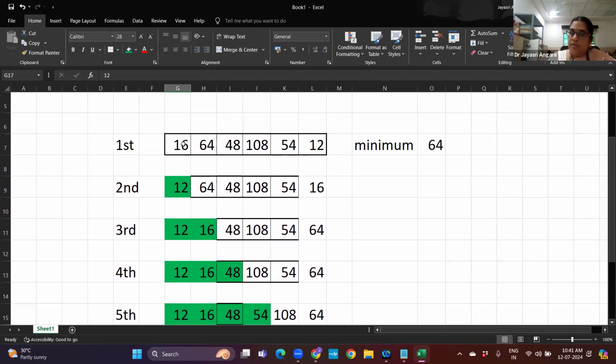So we are going to have different iterations starting from the 0th index up to the last element. Hope you understood this selection sort.